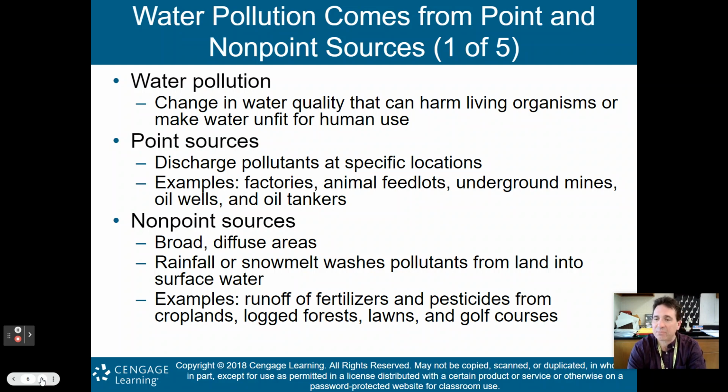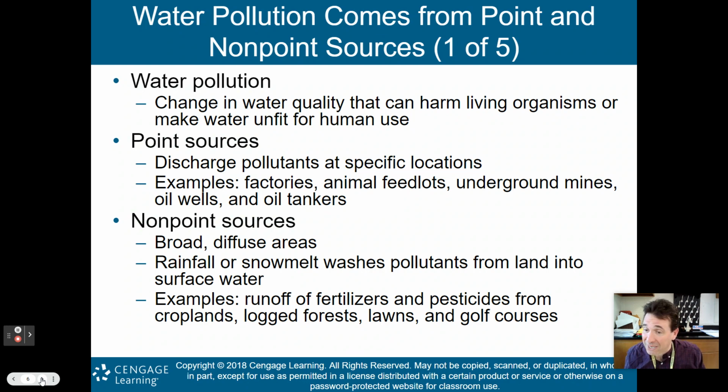A point source is a place where pollutants are discharged at a specific location. I'm going to show you some pictures of this. Examples would be factories, animal feedlots, underground mines, oil wells, oil tankers. Basically, it's a point, which is the source of the pollution. We can go to that point. We can see the pollution moving in, and we know exactly where it is coming from.